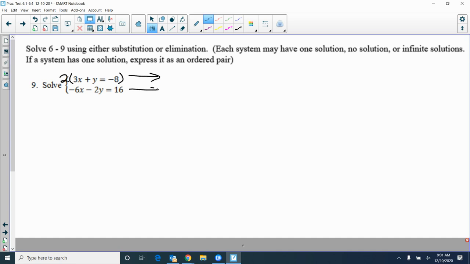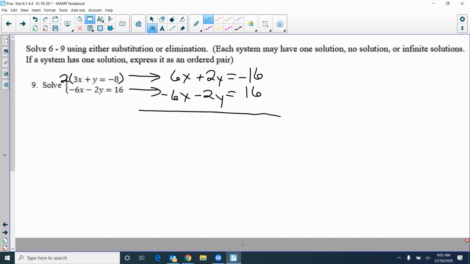So I got 6x plus 2y equals 2 times negative 8, which is going to give me negative 16. And then negative 6x minus 2y equals 16. Okay, so if I now try to eliminate this and look what happens here, 6x minus 6x is going to be 0. 2y minus 2y, well, that's 0 again. Negative 16 plus 16 is also 0. Okay, so 0 equals 0.